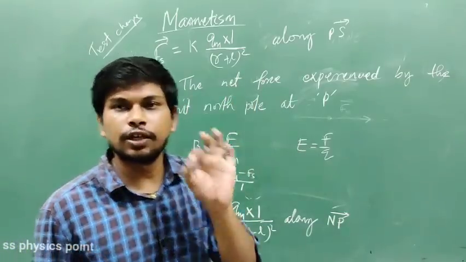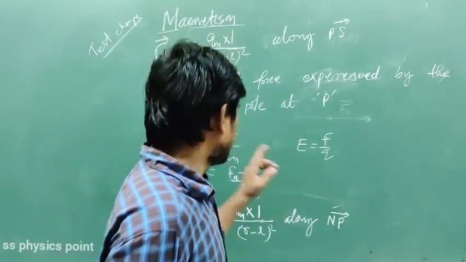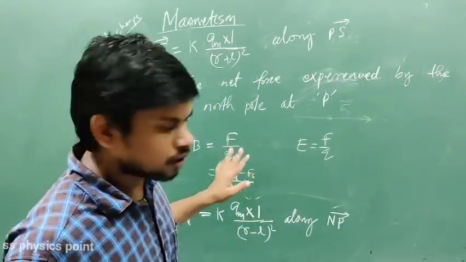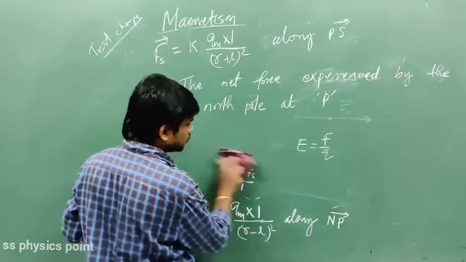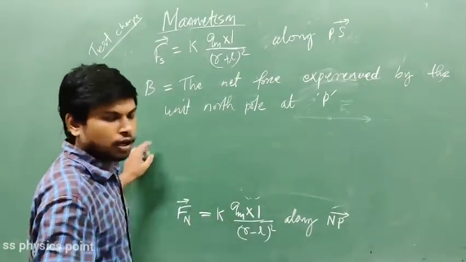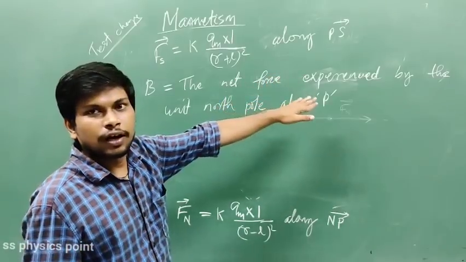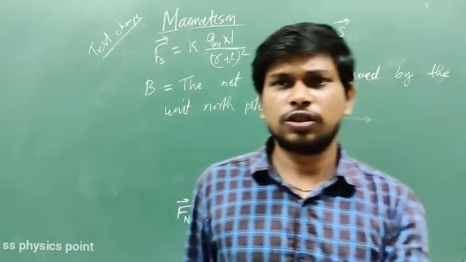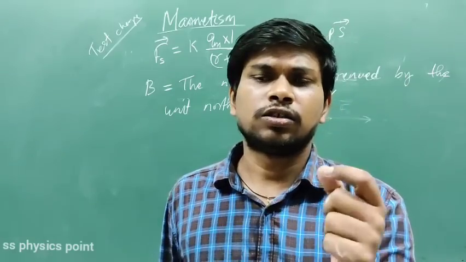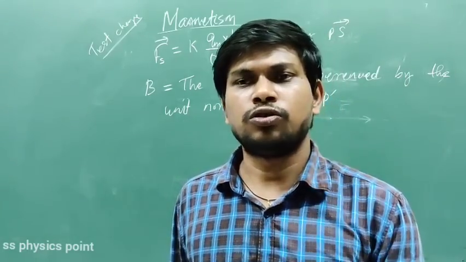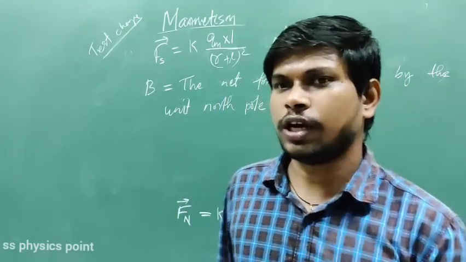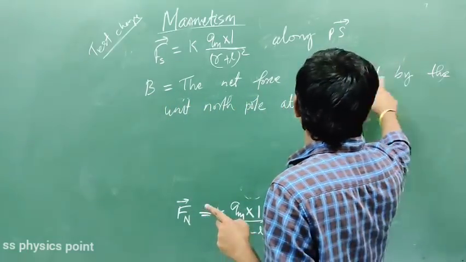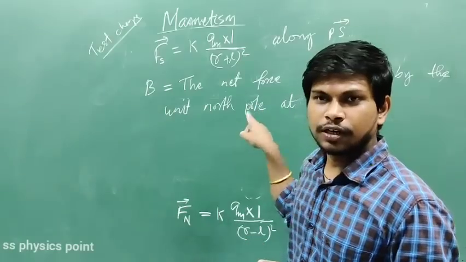If it is having a single pole, then you can say also magnetic field equals force by pole strength. So don't write this one, just remember it like that. It is to understand how the magnetic field equals the net force, because the magnetic field should be equal to the force, and as I have taken the pole strength to be 1, the magnetic field is equal to the net force experienced by the unit north pole.